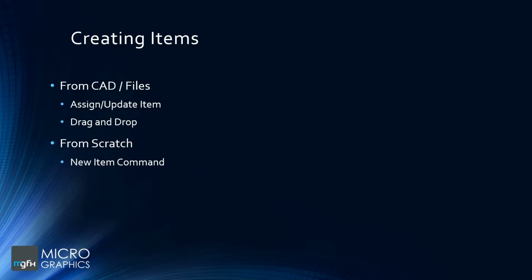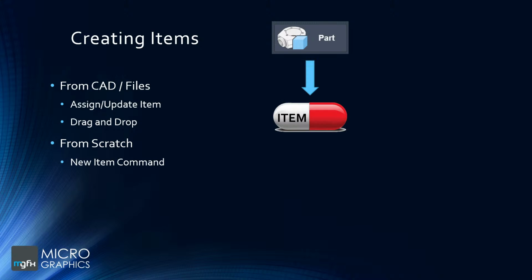We will now look at how we create an item. There are a couple of ways in which this can be done. It can be done directly from the CAD file. So once you've checked your files into Vault, you can right-click on the CAD file and say assign or update item. That would take that CAD file that you've checked in, in this case the part option here, and you generate the item.